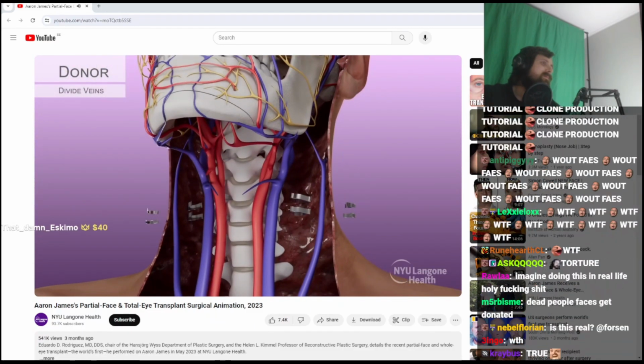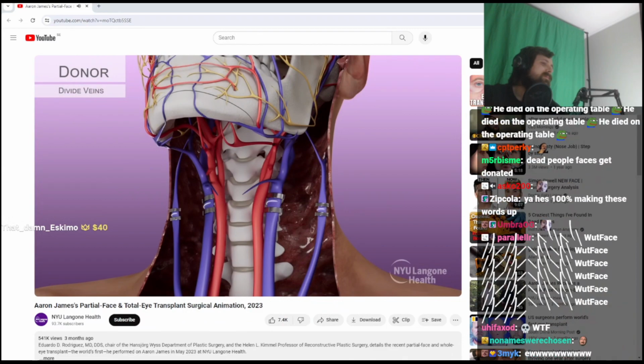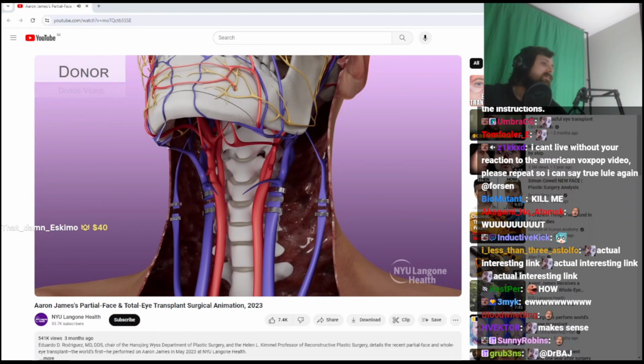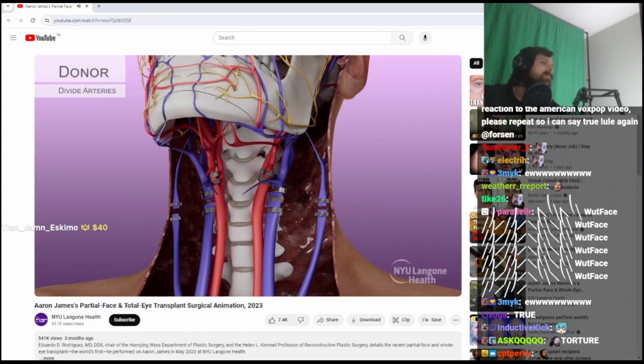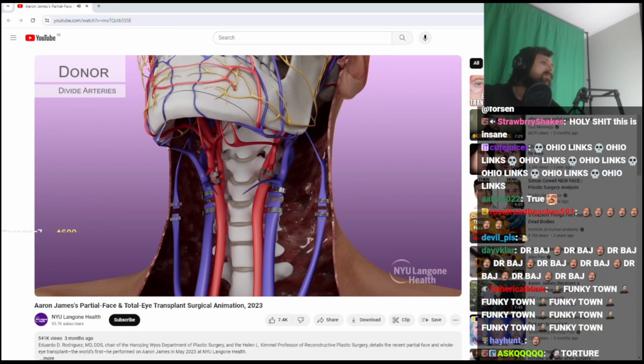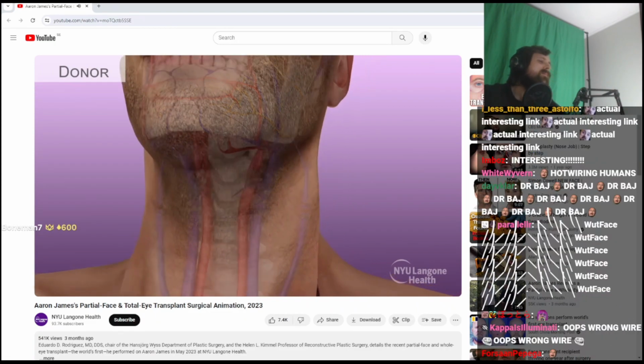The external and internal jugular veins, along with the internal and external carotid arteries, were then circumferentially dissected and transected, marking completion of the donor allograft procurement.